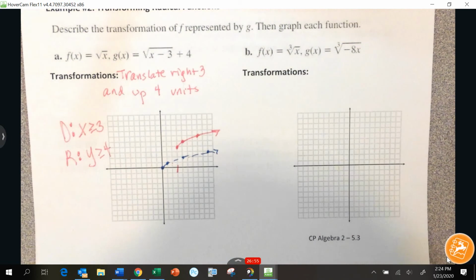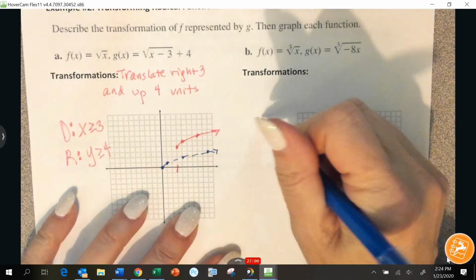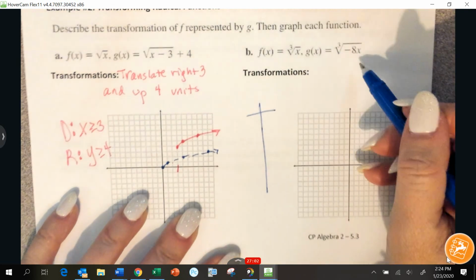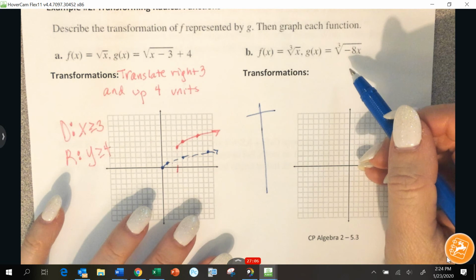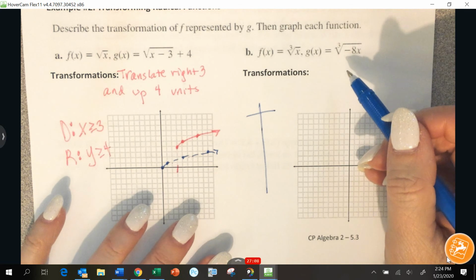Got it. All right, the next one is a cube root. This one I am going to use a table for a few reasons, but mainly because there's a stretch. Wait, there's a reflection.